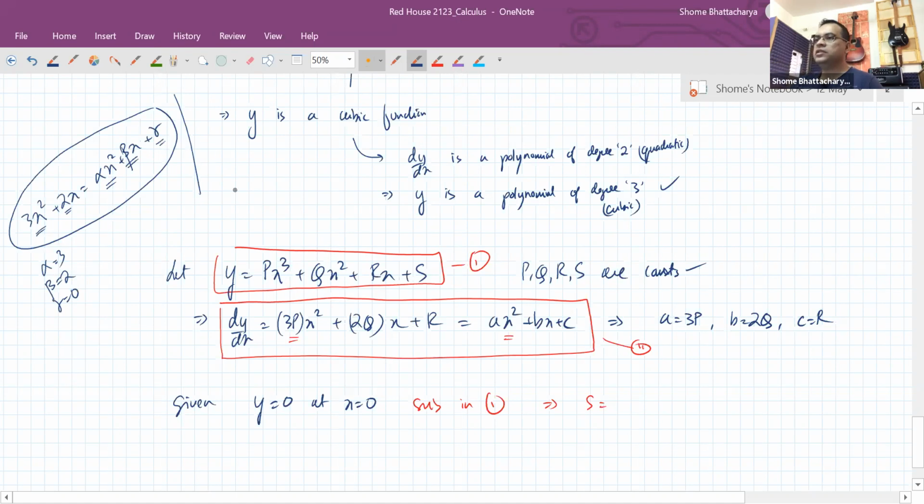Yes, sir. Okay. Understood? So like that over here, we're just comparing. Here P, Q, R, S are also constants and A, B, C are also constants. So they must be constants that are related in this way. Is this clear now? Yes, sir. Okay.